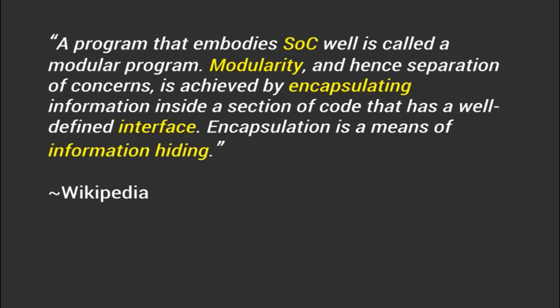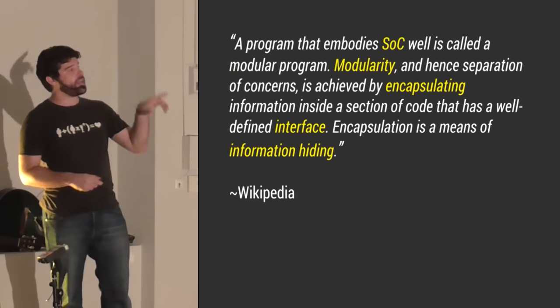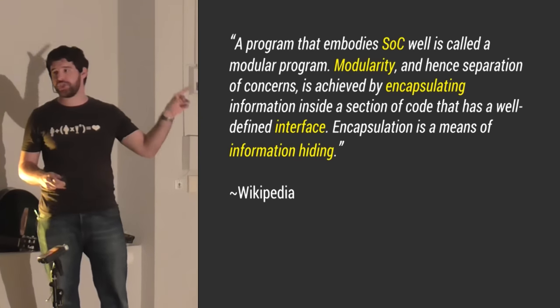Wikipedia says that, I will read it fast. A program that embodies separation of concerns well is called a modular program. Modularity and hence separation of concerns is achieved by encapsulating information inside a section of code that has a well-defined interface. Encapsulation is a means of information hiding. Okay? This whole bunch of gibberish means that basically, if you have a large code, separate it into clear modules and make sure any module knows the least it can about the others, okay?